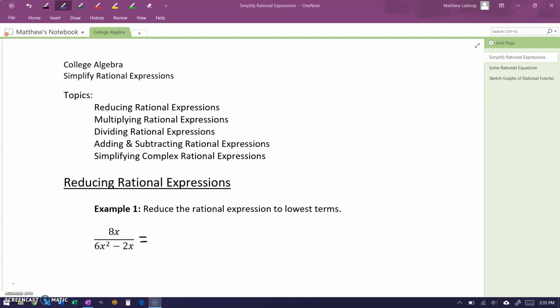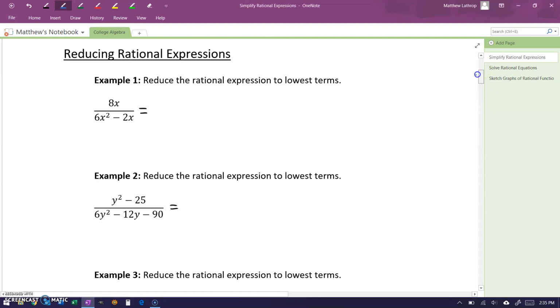In this section, we're going to take a look at applying some arithmetic operations to rational functions. Specifically, we're going to look at multiplying, dividing, adding, and subtracting them. But before we do that, we want to take a look at how we can just reduce a given rational expression.